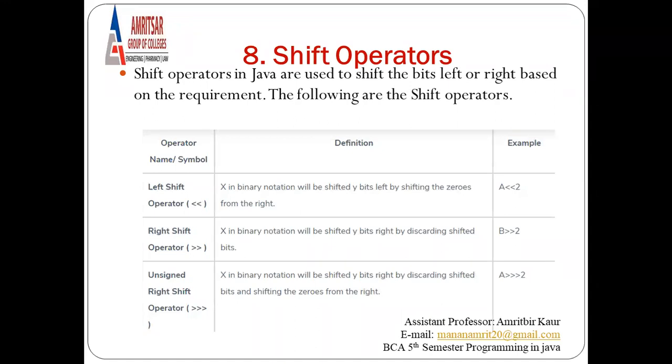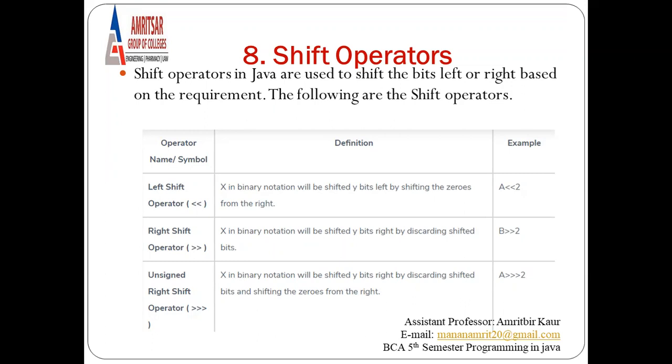Then the shift operator. The shift operator in Java is used to shift the bits left or right based on the requirement. Like in left shift, here we write a << 2, so 2 bits will be shifted from right to left, and in right shift, bits are shifted from left to right. And in the unsigned right shift operator, the shifted bits will be discarded and 0 will be appended.